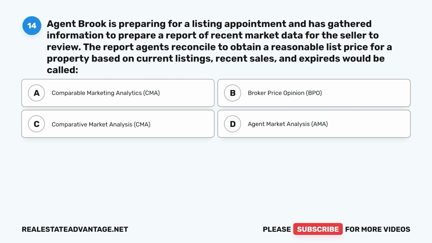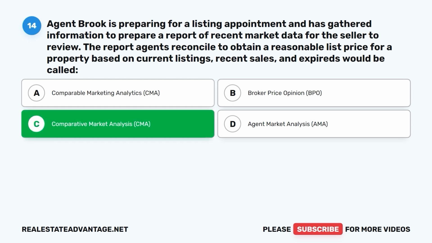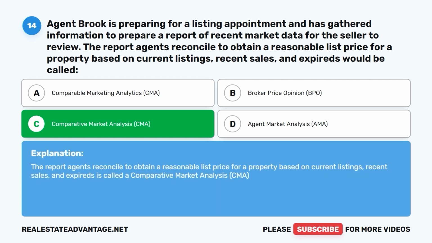The correct answer is C. Comparative Market Analysis, CMA. The report agents reconciled to obtain a reasonable list price for a property based on current listings, recent sales, and expireds is called a Comparative Market Analysis, CMA.